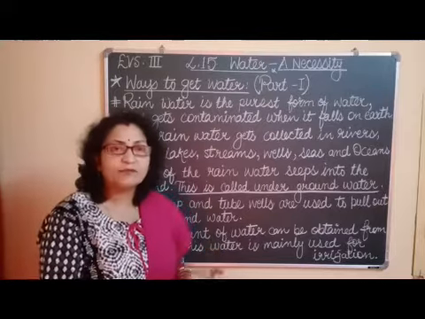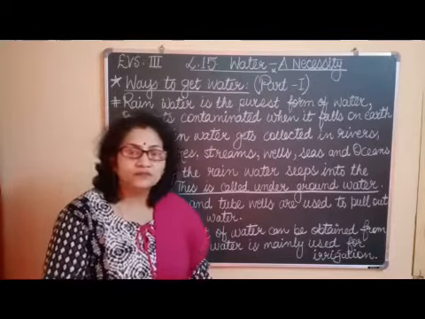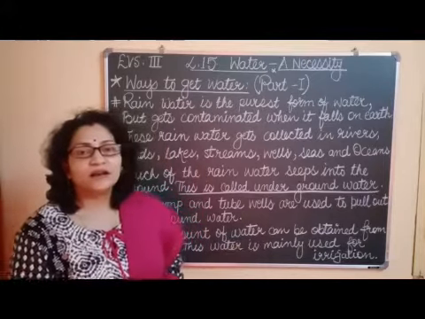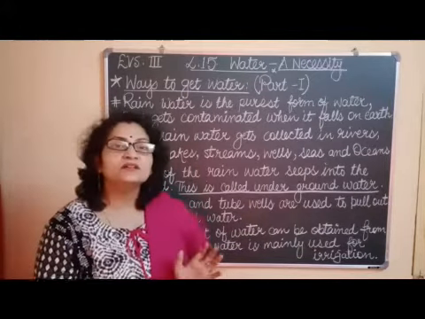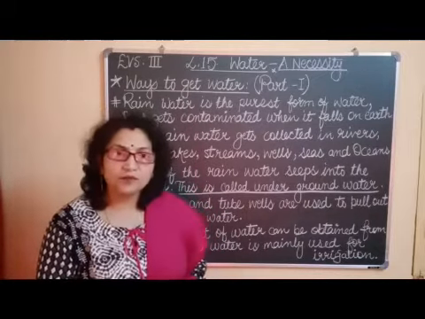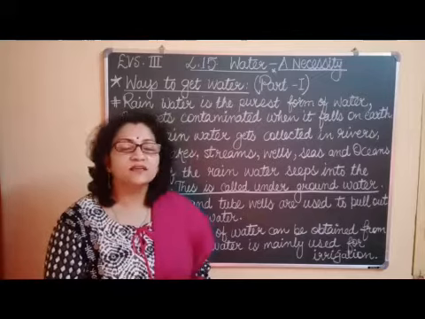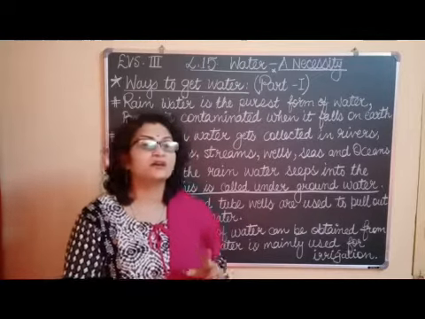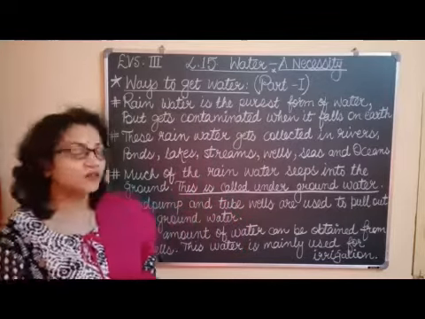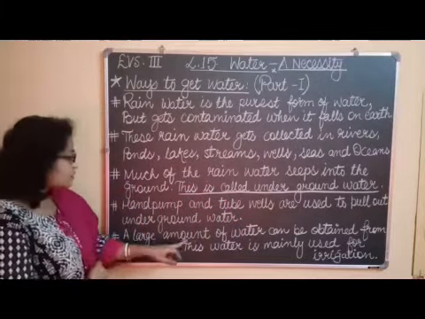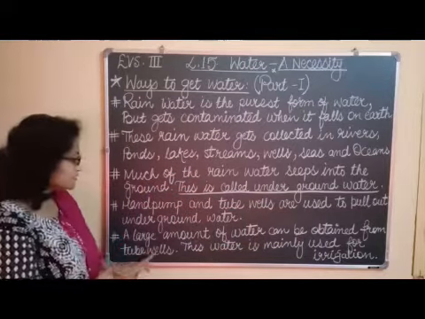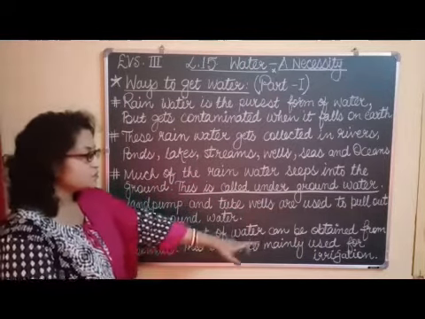So this hand pump will pull the water from underground. Now these hand pumps are helpful to pull out this underground water. Tube wells or hand pumps are helpful to get this underground water. The water that we cannot see, deep down in the earth, that is called underground water. A large amount of water can be obtained from tube wells. This water is mainly used for irrigation.